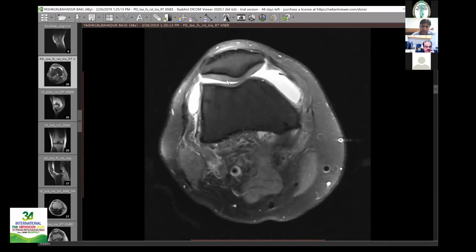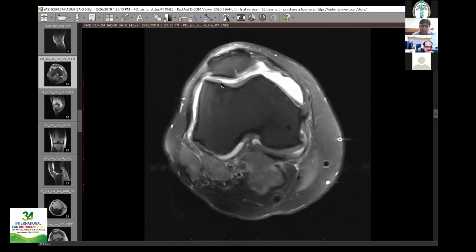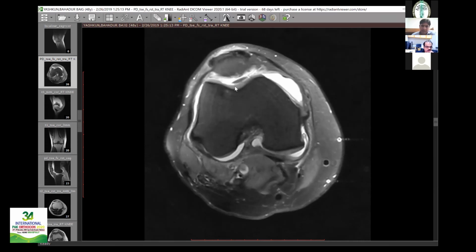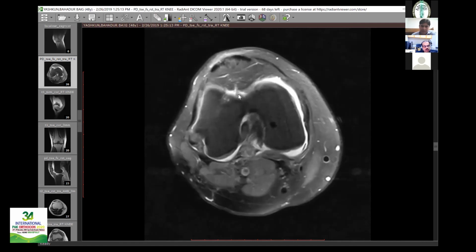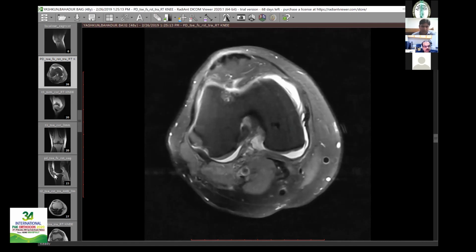However, as we go down, here you start to see that there is abnormality of the femoral cartilage at the trochlear groove, and there is complete loss of the cartilage, and there are subchondral cystic changes in the underlying femur. So this was a grade 4 chondromalacic change with osteochondral defect. Here again, there are some changes to appreciate.